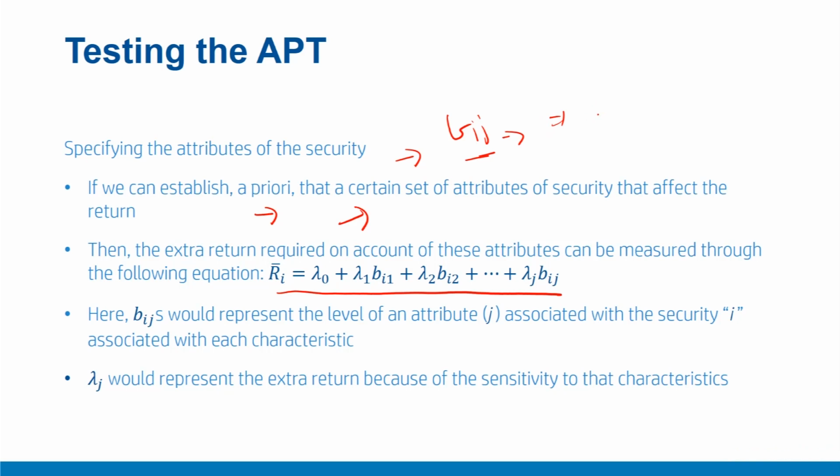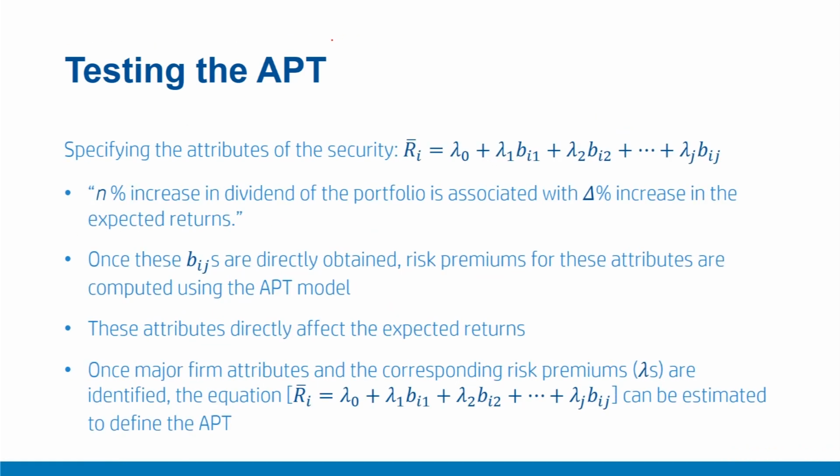For example, a security may have a 5% dividend level, or a security may have a certain level of liquidity, and the expected return associated with that level of liquidity will become the lambda corresponding to that attribute. And therefore, lambda j would represent a certain extra return because of the sensitivity of that security towards that jth attribute.